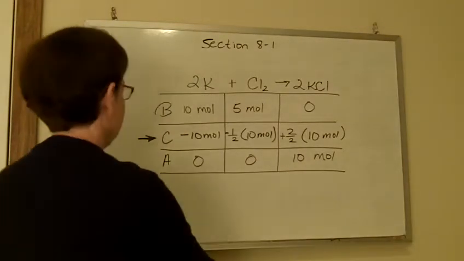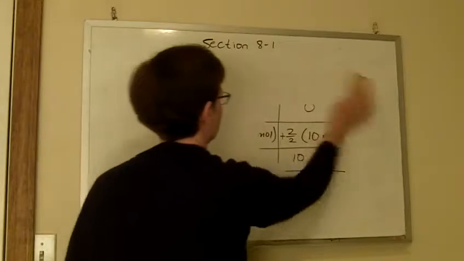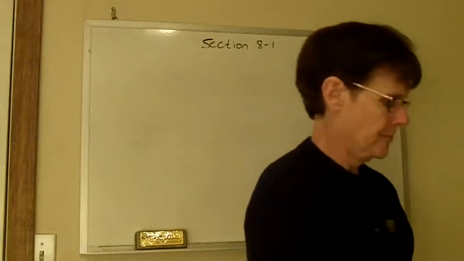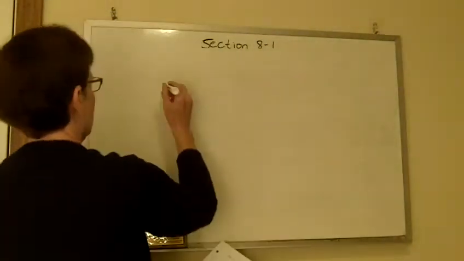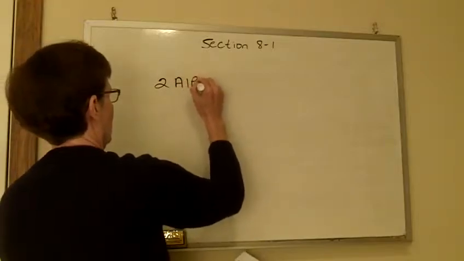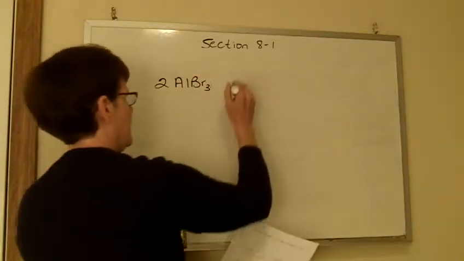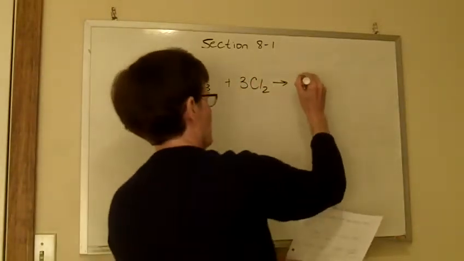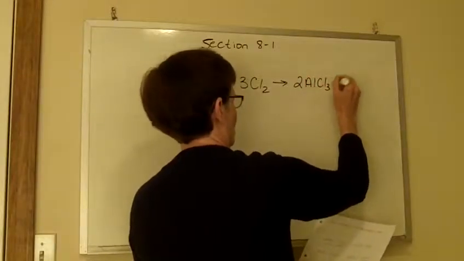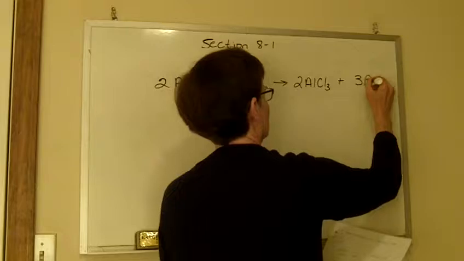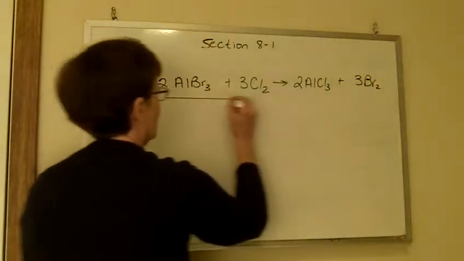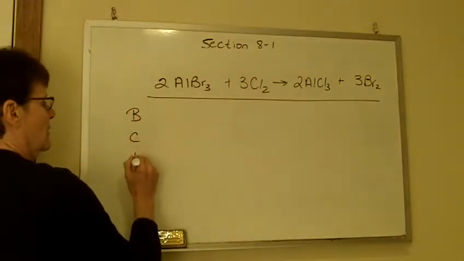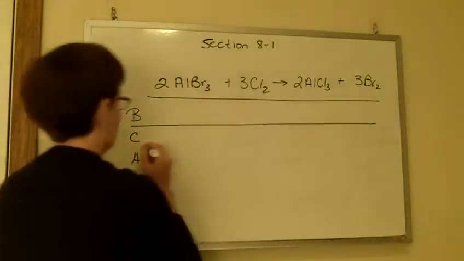All right, let's try another one. Let's see. We have 2 AlBr3. So we got aluminum bromide and chlorine gas again, that yellow poisonous gas. So we're going to change this up just a little bit because I kind of like to have you see the different kinds of problems that you might be given.